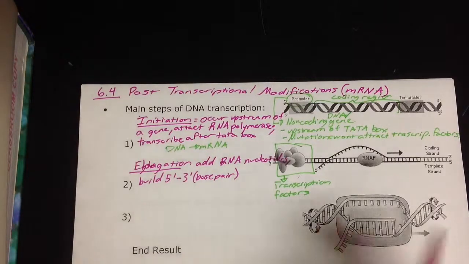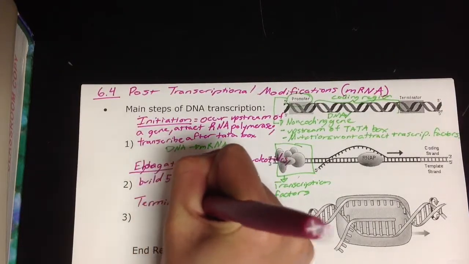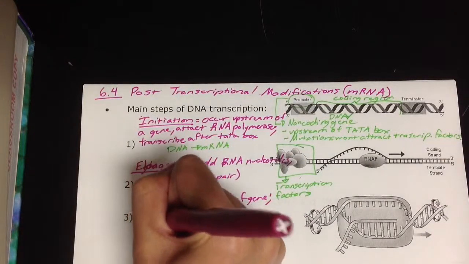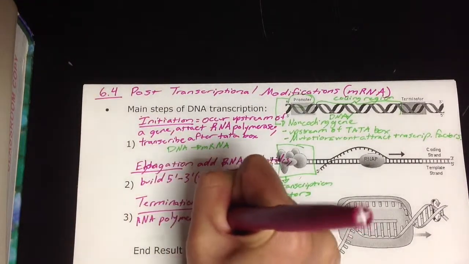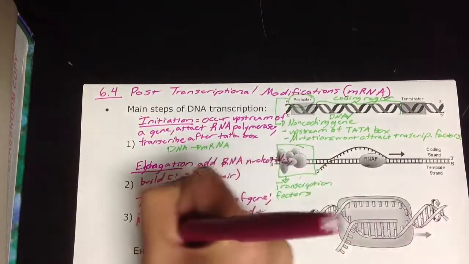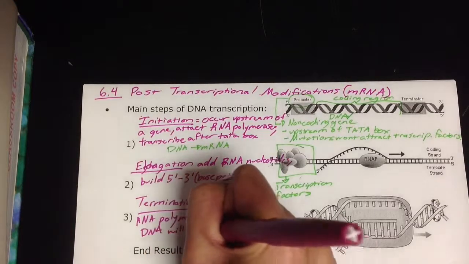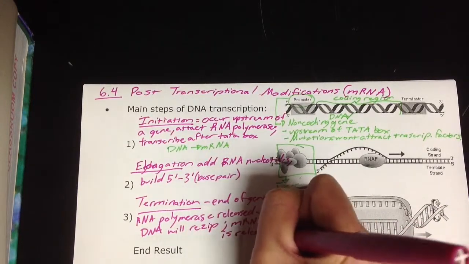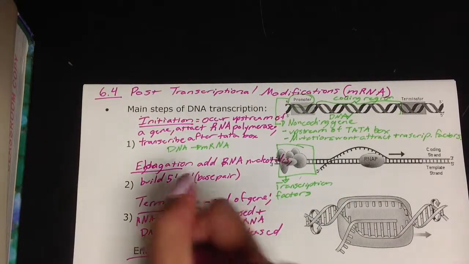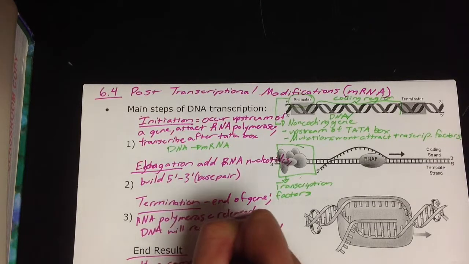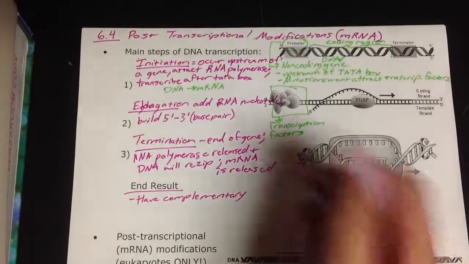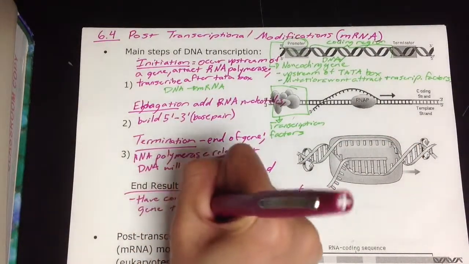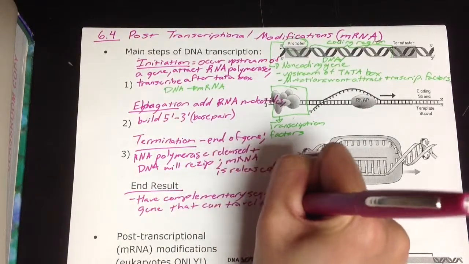After elongation, we're going to have the step known as termination. Basically we're at the end of our gene. And then our RNA polymerase is released, and our DNA will rezip, close back up, and our mRNA is released. The end result of this process is that you have a complementary sequence of a gene that can travel to the ribosome.